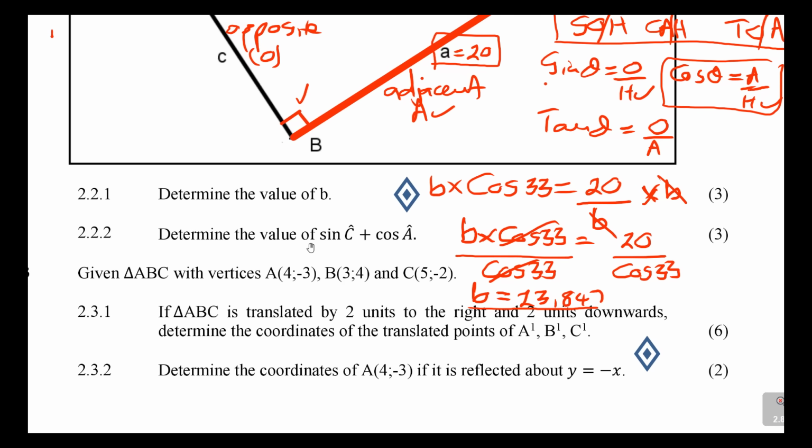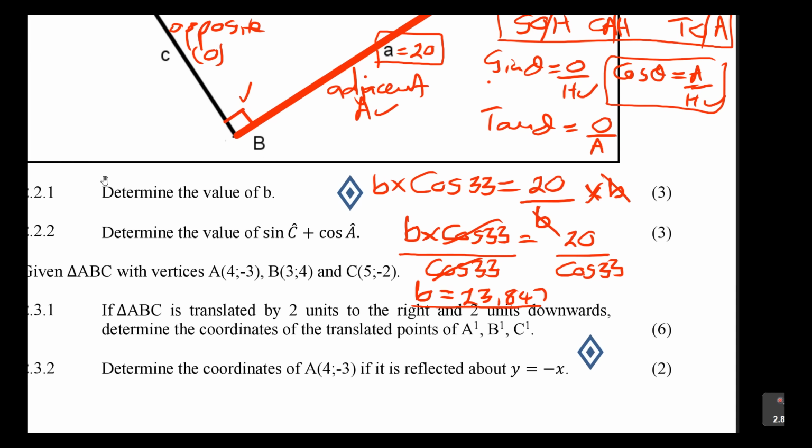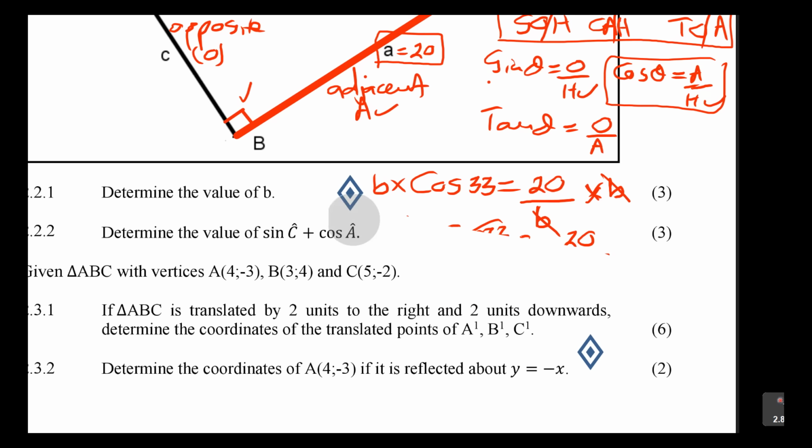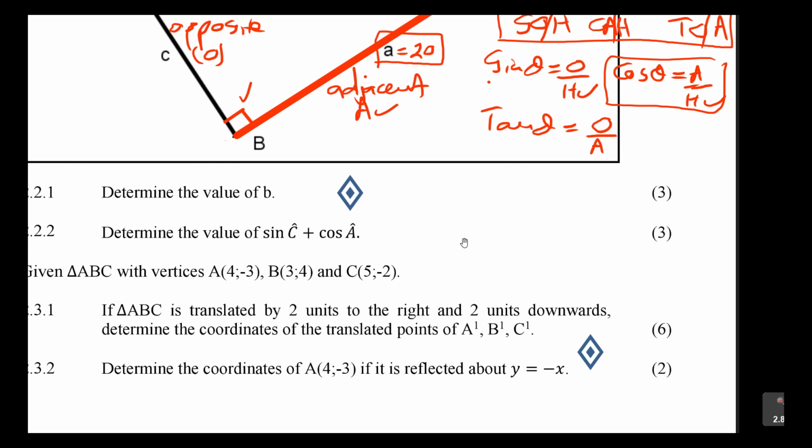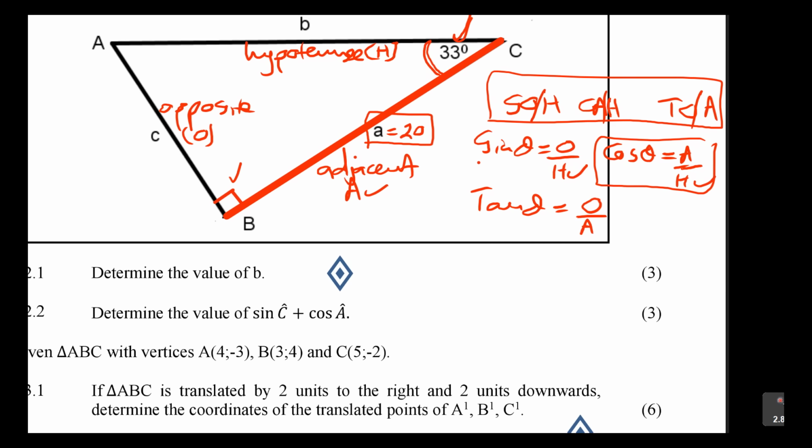The next one says determine the value of sine C plus cos A. Let me just erase this, because we are back in the trig ratios here. They are saying sine C. Now, what is angle C? You can see that angle C is simply 33. So here they are saying sine 33 plus cos A. Now, what is that A? You need to identify it. This is 90. This is 33.